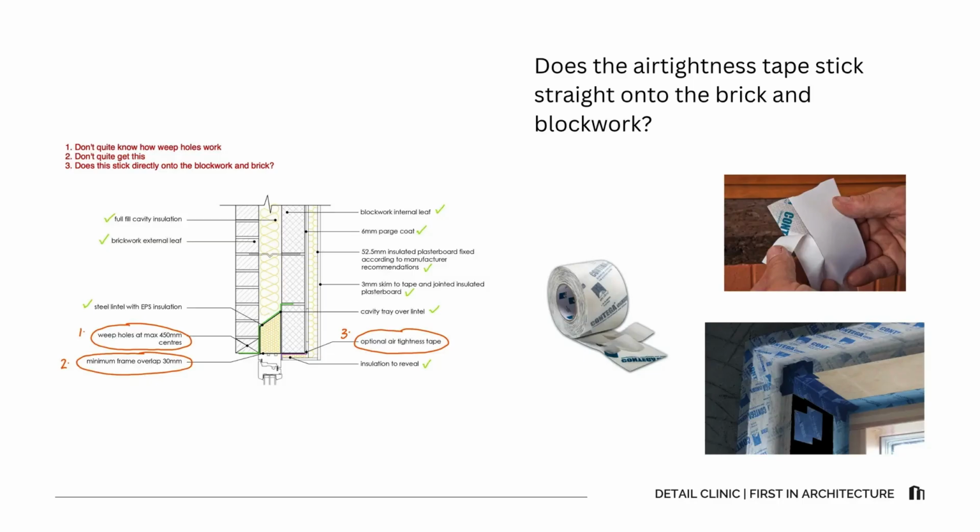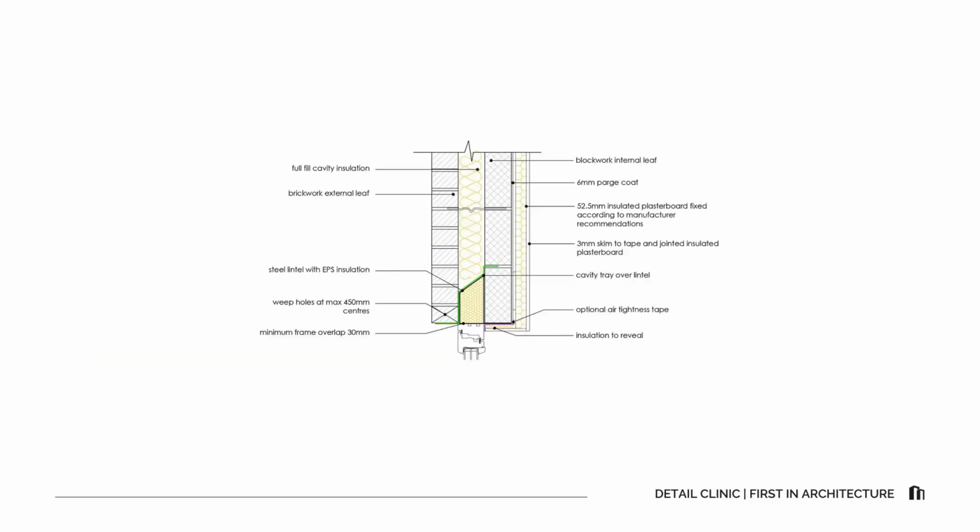Does the airtightness tape stick straight onto the brick and blockwork? Yes, it should adhere to a prepared surface such as blockwork, parge coat or a primed frame edge. The goal is to form a continuous airtight seal between the frame and the wall construction. Different taping systems are available for different applications. So let's run through some of the key points for this particular detail.